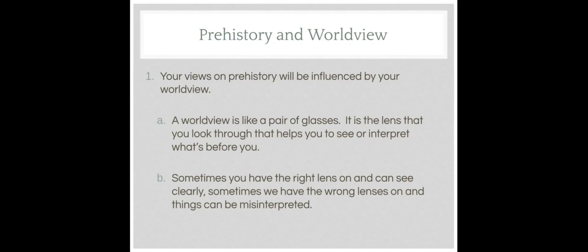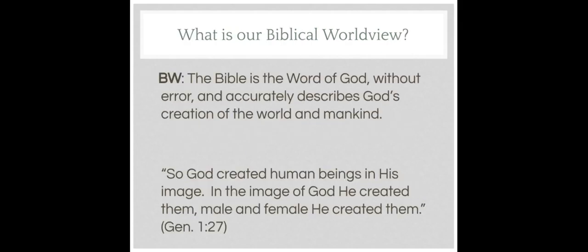And as you continue through Fort Worth Christian, we're going to encourage you to adopt a Christian worldview or a biblical worldview. So what does that look like? Well, if we're talking about the world and the creation of man, the origin of man, we're going to ask what does the Bible have to say about it? That's a biblical worldview. And the Bible, we believe, is the Word of God. It's without error, and it accurately describes God's creation of the world and mankind.